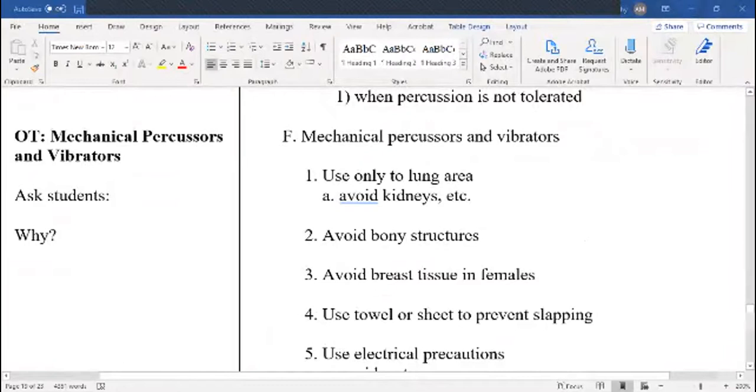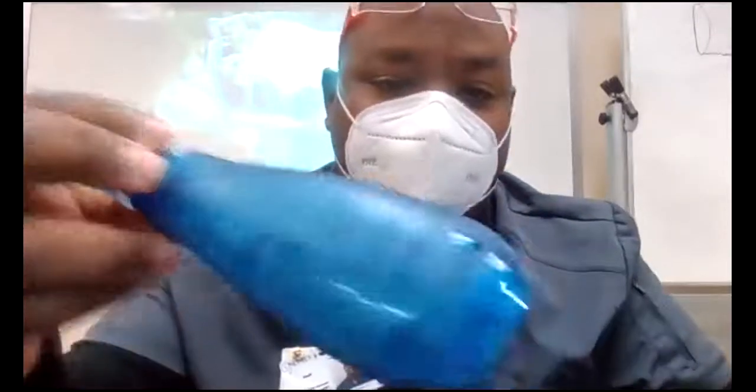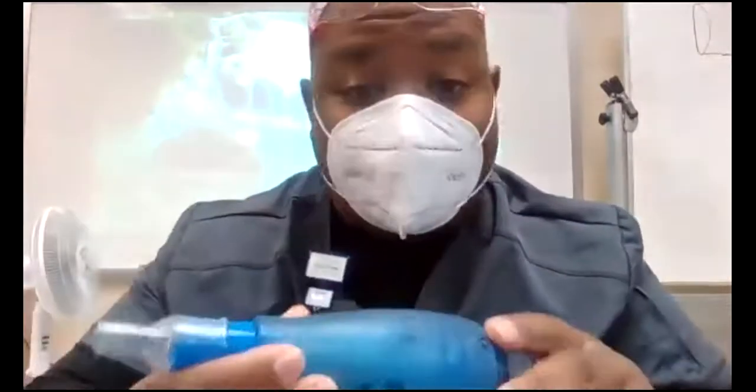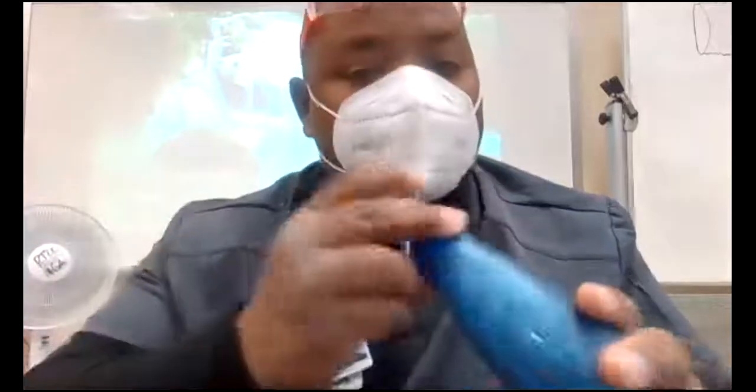Now, I have here an Acapella, also known as a flutter device. When a patient exhales through here, there's going to be a shake. Every time they exhale through here, that back pressure, that shake, shakes my lungs, right? It helps shake that off.